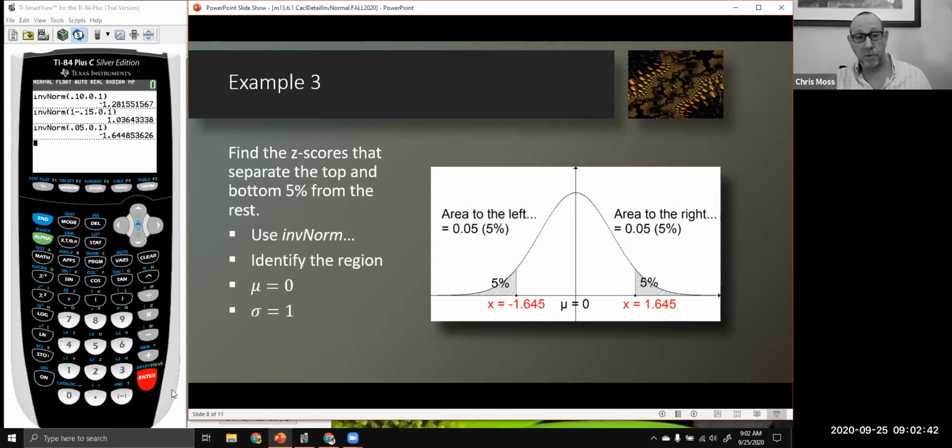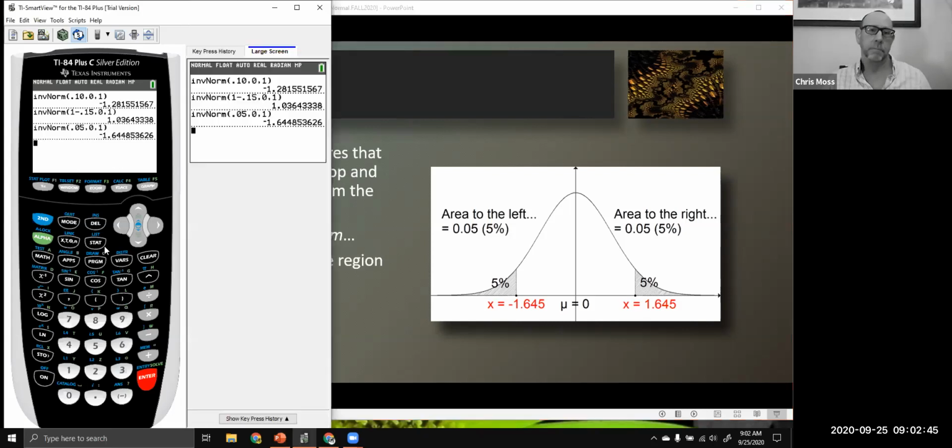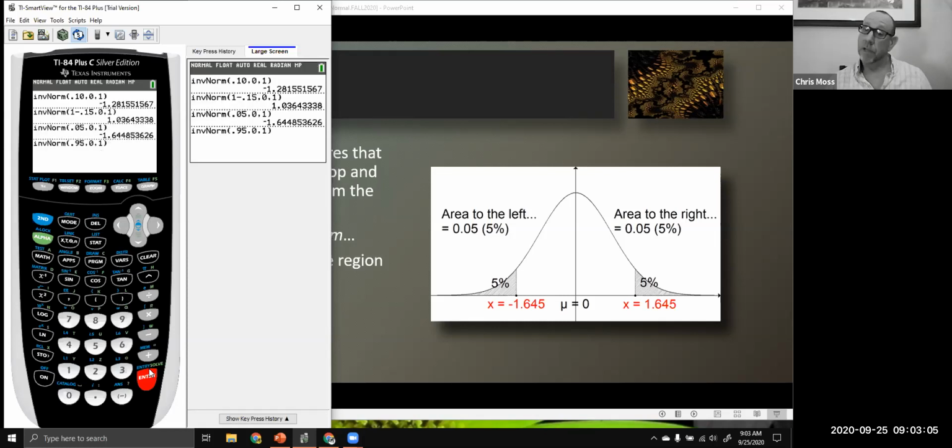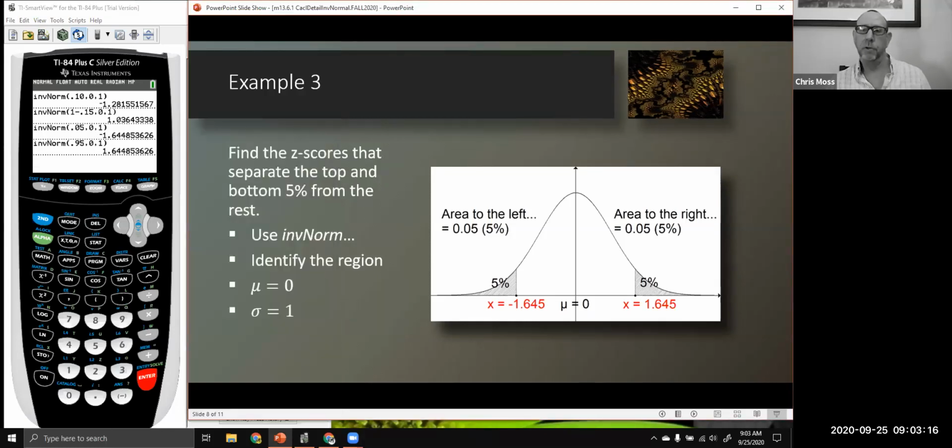Now, suppose I don't trust Mr. Symmetry here. Well, that's not a problem. One minus 0.05 or 0.95. Ooh. 5% here, 95% down there, and there's the positive 1.645. So you can use symmetry. You can do it twice if button pushing is kind of your thing. Either way, the symmetry tells us that they differ essentially by a sign here.